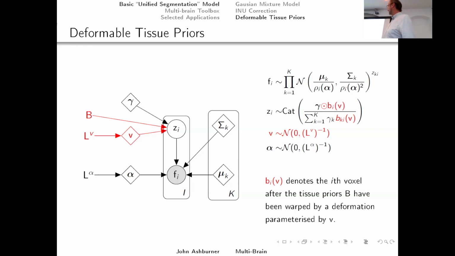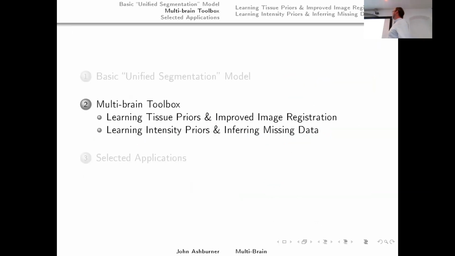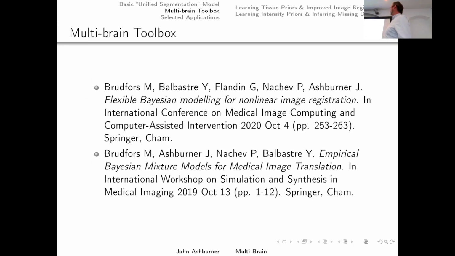So yeah, tissue priors. That's basically summarizing image registration, which is quite a complicated field. Right, so what happened in multi-brain? We've got a couple of papers out of it, but they're just conference papers.